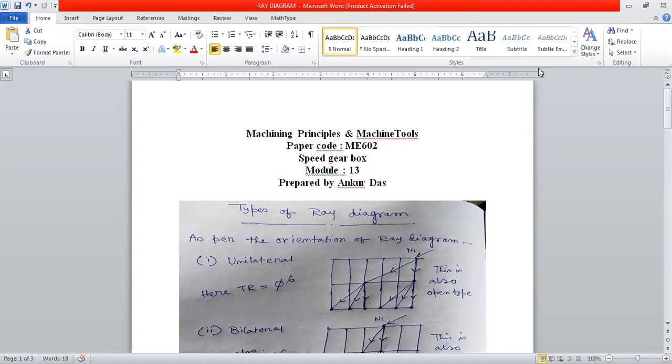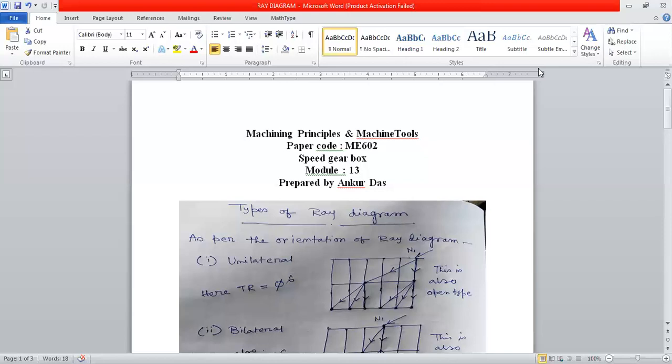Already before lockdown, in different classes, we taught the concept of speed gearbox: why the speeds are in GP series, what the common ratio is, and what the number of speeds in a gearbox is. We also said what the percentage loss in the speed gearbox is, how we can calculate the common ratio in speed gearbox design, and what the ranges of the spindle speed are, that we have already discussed.